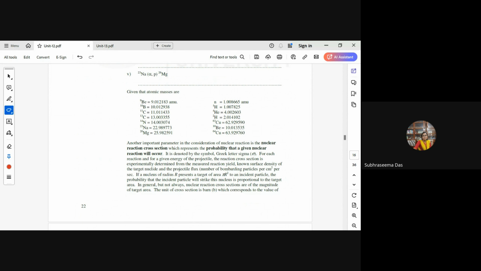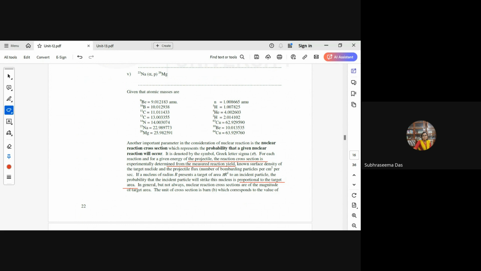So for each reaction and a given energy of the projectile, the reaction cross section is determined from the reaction yield, the known surface density of the target nuclide, and the projectile flux, that is the number of projectiles bombarding the target nucleus per square centimeter per second. If a nucleus of radius r represents a target area of pi r squared, then the incident particles that will strike the nucleus are directly proportional to the area of the target.